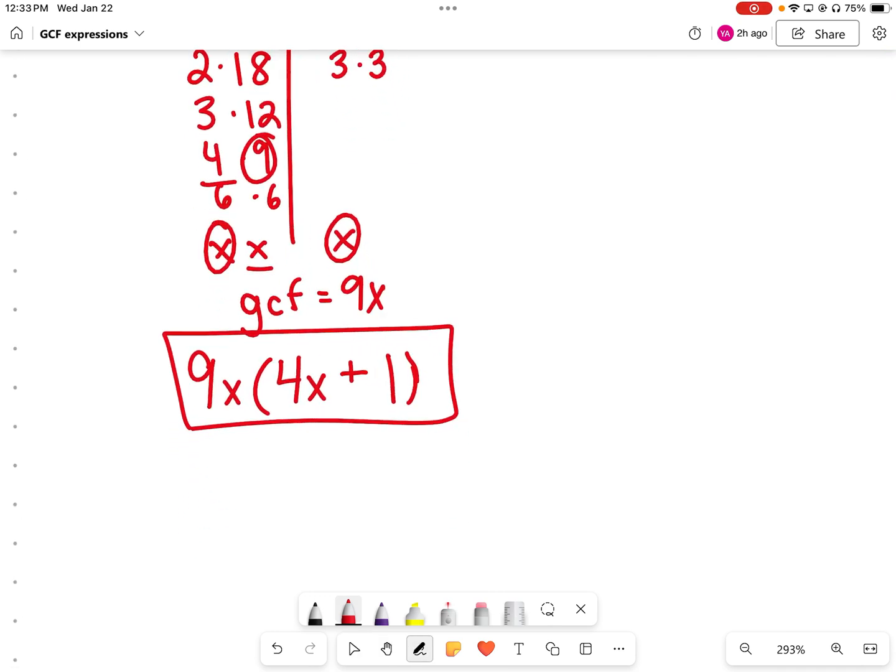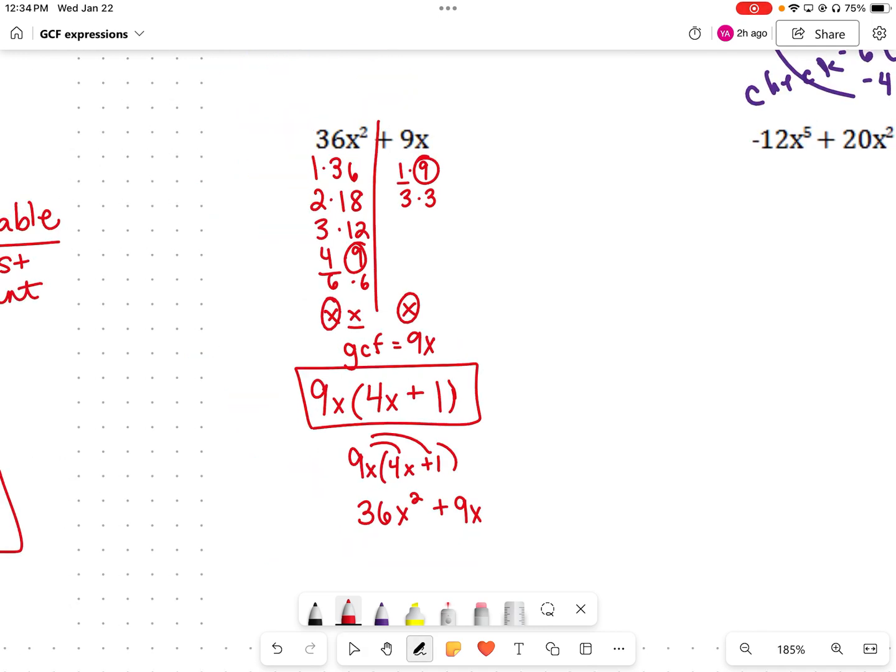Okay, then to check your work, go ahead and distribute. All you're doing is just making sure it goes back to the original whenever you actually do distribute. So 9 times 4 and x times x. 9x times 1 plus 9x, which is the same. So we just checked our work. You always want to go back to the same after you distribute.